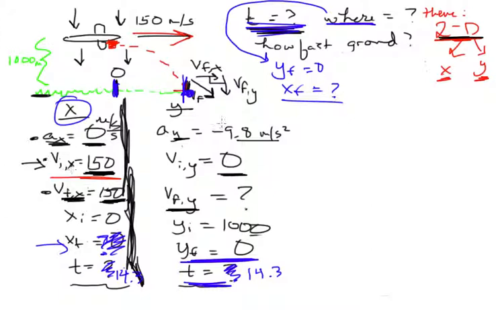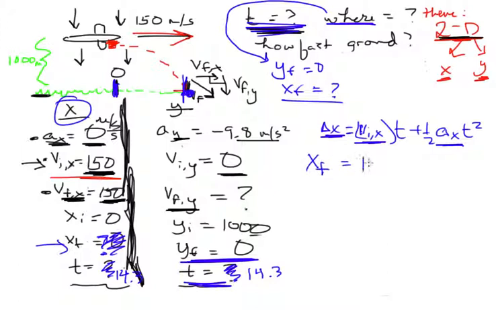All right, so how do I figure out x? Again, there's only two equations. Let's use this one. Delta x is v initial x times t plus 1/2 a x t squared. Everything is in x: delta x, v initial x, a x, and then time is just time. So what's delta x? You're going from final, which you don't know, minus initial, which is 0. So that's just x final. V initial in the x is 150. Your time we just figured out.